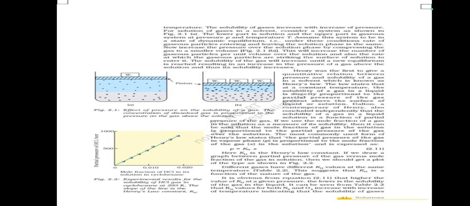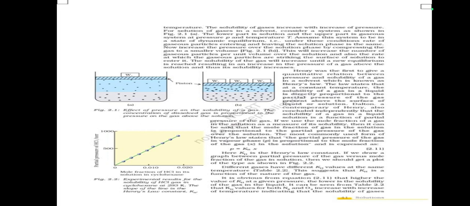If we draw a graph between partial pressure of the gas versus mole fraction of the gas in solution, then we should get a plot of the type shown in figure 2.2. Different gases have different KH values at the same temperature, as in table 2.2. This suggests that KH is a function of the nature of the gas. It is obvious from equation 2.11 that the higher the value of KH at a given temperature, the lower is the solubility of the gas in the liquid.